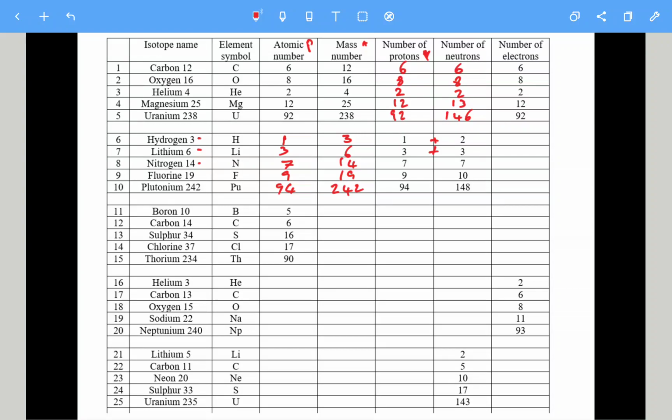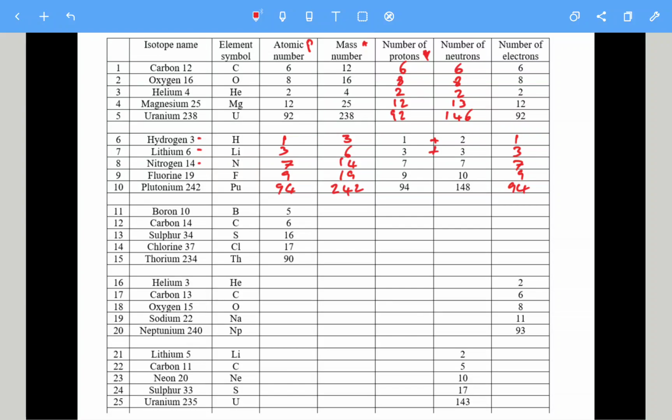So the number of electrons is obviously, they're atoms, so they're neutral, remember. So the number of electrons will be equal to the number of protons, or the atomic number. So that's 1, 3, 7, 9, and 94.